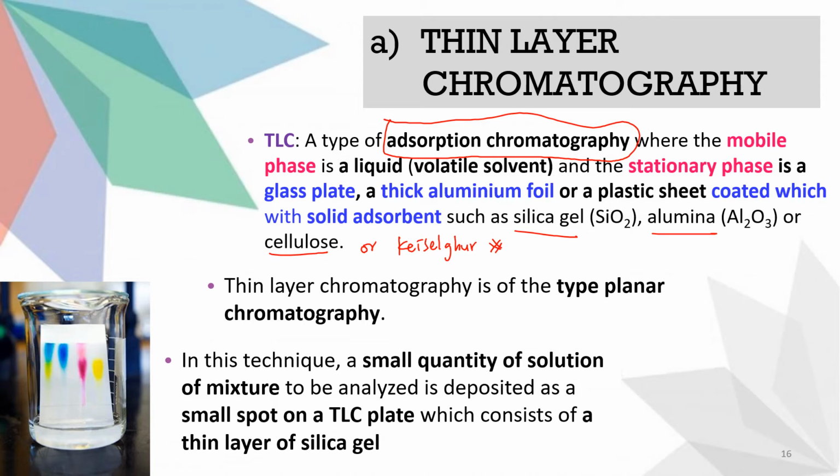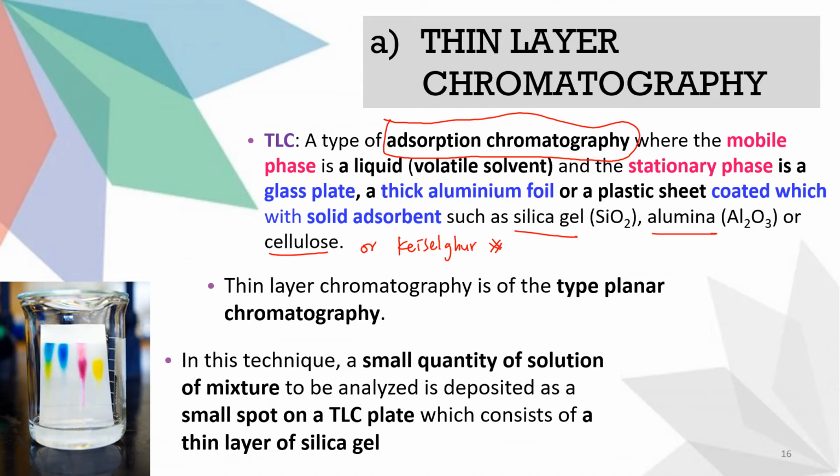So ada 4 kat sini yang common yang digunakan pakai sebagai solid absorbent yang kita coated atas glass plate tersebut. Okay, so you need to remember lah 4 ni. So di antara 4 ni ada yang satu less polar ya. Yang lain tu semuanya adalah polar component. Thin layer chromatography is one of the type of planar chromatography.